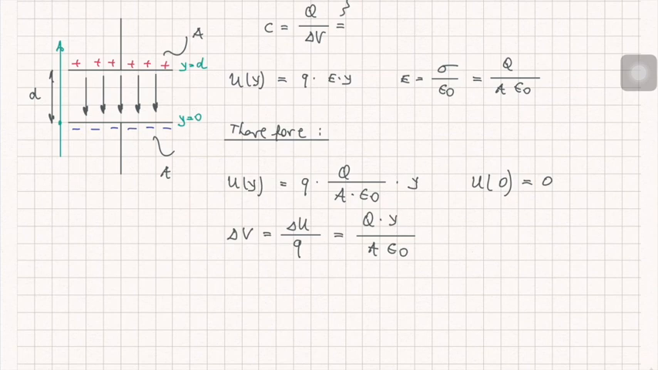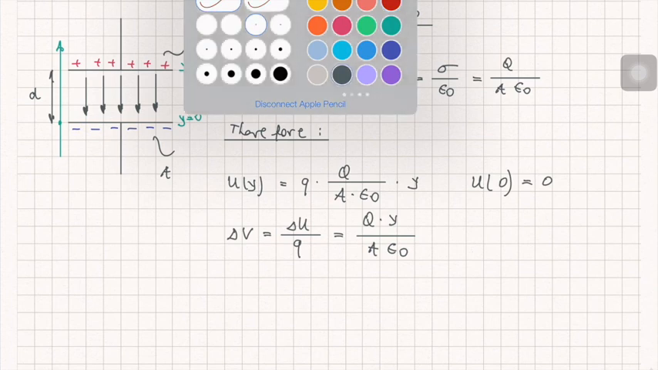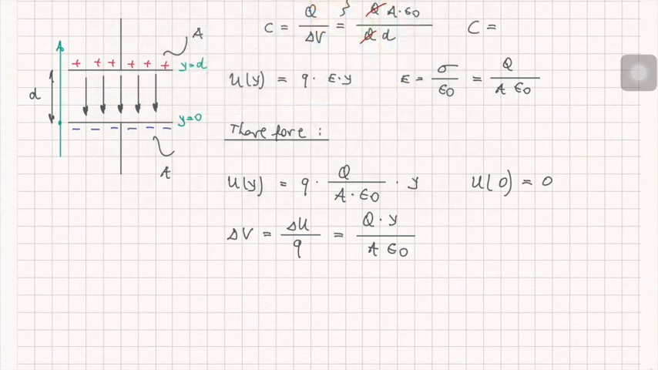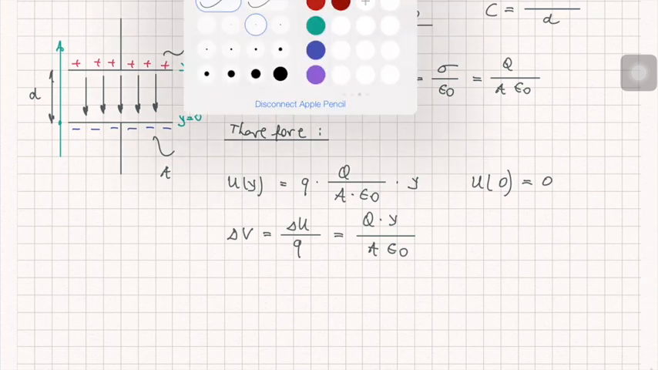Then we would have the charge Q divided by Q, but now we replace y with d, times A epsilon naught. You see the charge cancels out, and we therefore obtain for the capacitance of a parallel plate capacitor the following ratio: A times epsilon naught divided by d. All right, so let me box this important result here.